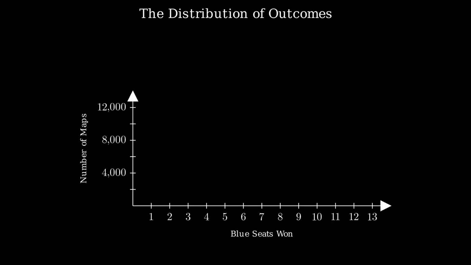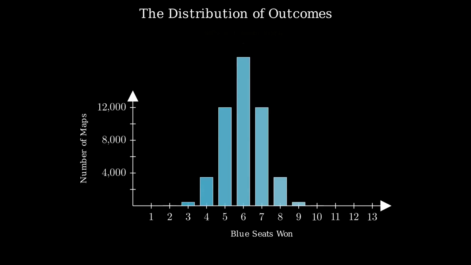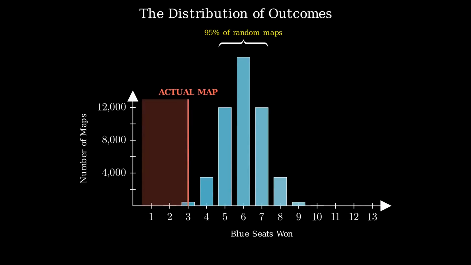Now take each of these maps and simulate the election using actual vote data. You get a distribution of outcomes. How many seats would blue win across all these randomly generated fair maps? Maybe across 50,000 random maps, blue wins between 5 and 7 seats out of 13 in 95% of cases. Now look at the actual enacted map. If blue wins only 3 seats on the real map, way out in the tail of the distribution, that's a massive red flag. The map is a statistical outlier. It's producing results that virtually never occur by chance when lines are drawn without partisan intent.